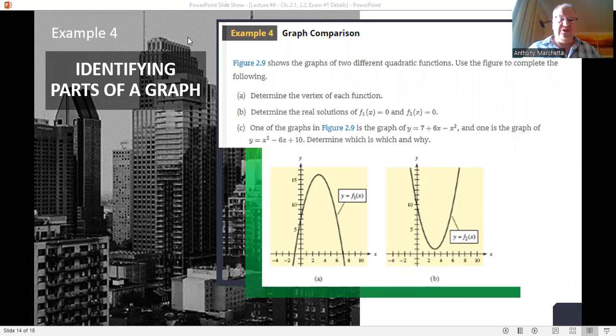The vertex of the function is definitely going to be right about here. I'll use a star to show it, and right about there, of course. You can't see the star, it's yellow. Let's make it hearts. There you go. Lovely vertices, right? Okay, so there are your vertices.